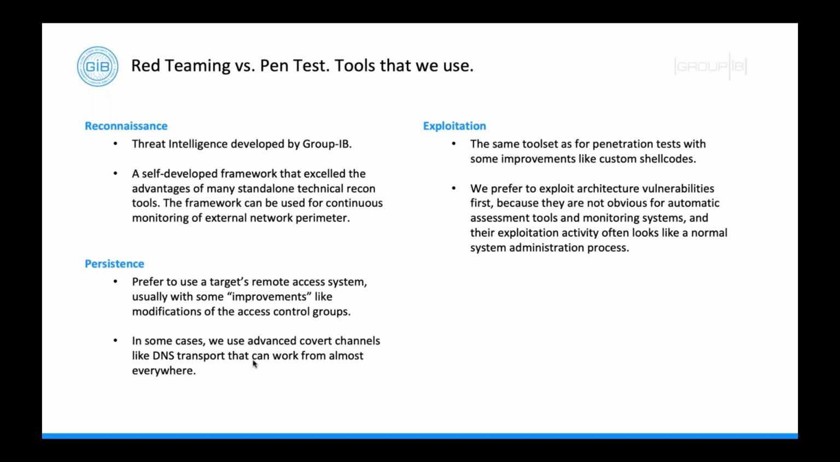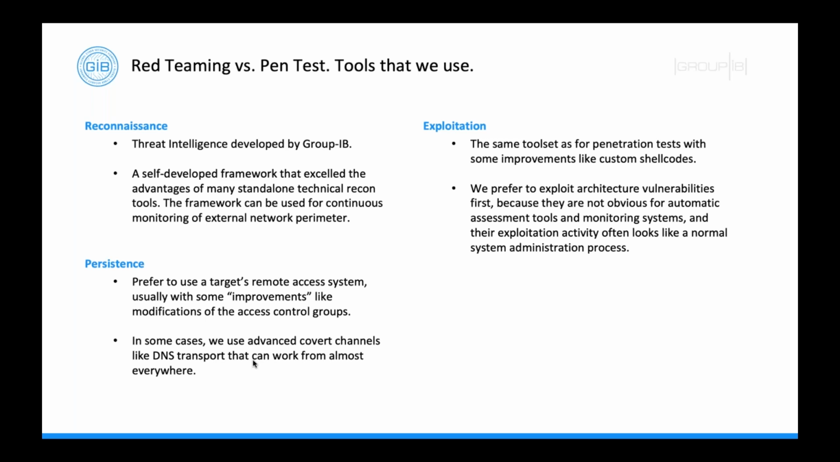We also have a self-developed framework that exceeds the advantages of many different standalone technical reconnaissance tools, and the framework can be used for continuous monitoring of the external network perimeter during the reconnaissance phase. For persistence, they prefer to use a target's remote access system, usually with some improvements like modifications to different access control groups. And in some cases, Group IB uses advanced covert channels like DNS transports that can work from almost anywhere.